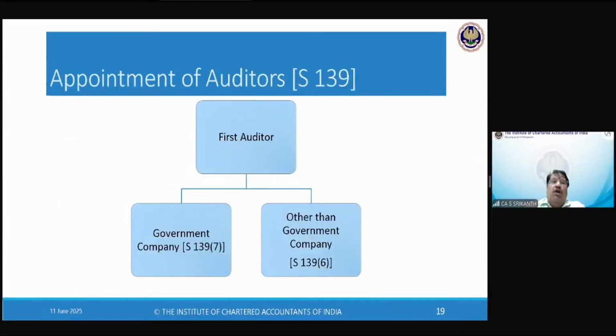Well, you might ask me, why are you not doing appointment first? Why are you doing qualification? Because before an auditor is appointed, we should know whether he is qualified or whether he is disqualified. Therefore, we do disqualification first. Then we do appointment. Got it? There is a reason why I am not going per the order.